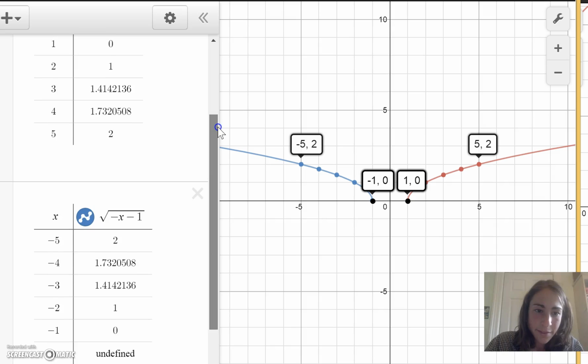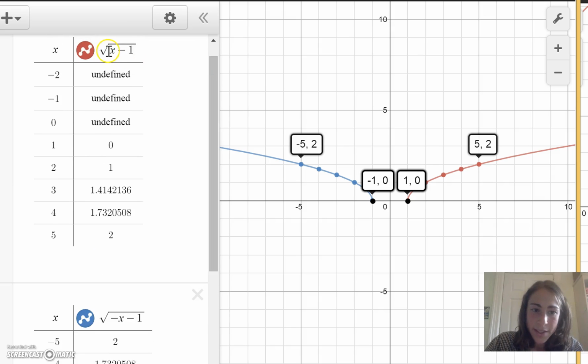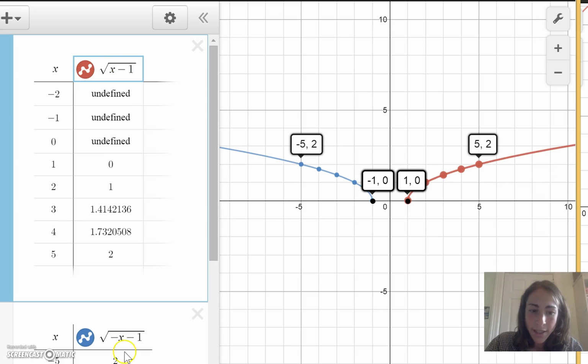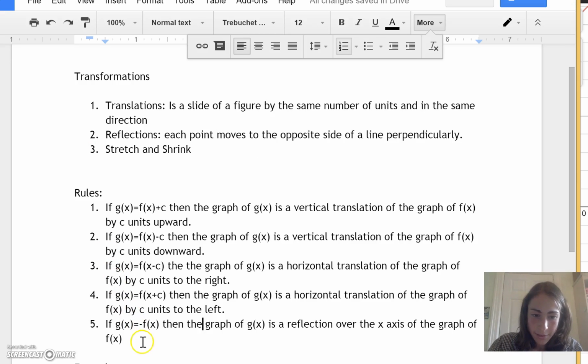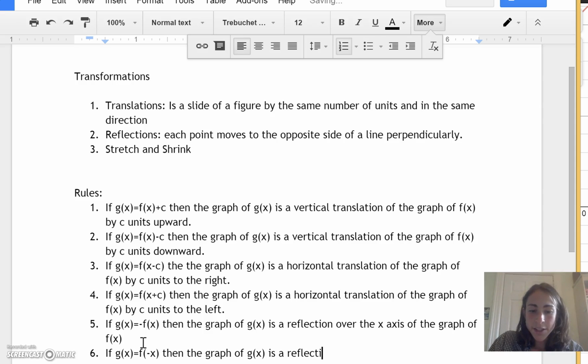So here, my function was x minus 1. Here, instead of x, I put negative x, so my function is negative x minus 1. So we can write that as a rule. If g of x equals f of negative x, it's almost the same as f, except we're plugging in negative x instead of x, then the graph of g of x is a reflection over the y-axis of the graph of f of x.